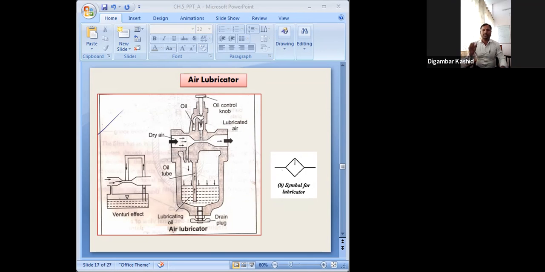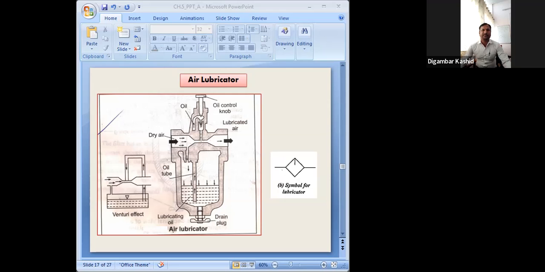So the construction and operation of the typical force feed type lubricator I have shown here. With the help of this figure I will explain. You can see whatever dry, clean air is delivered by the filter and the regulator will come to this air lubricator by this port.